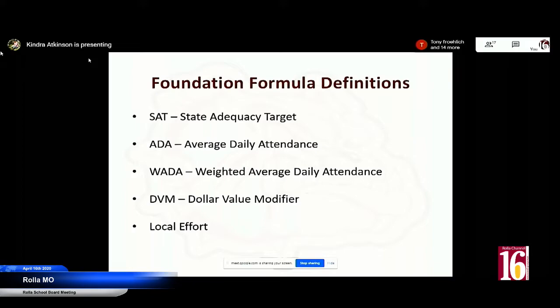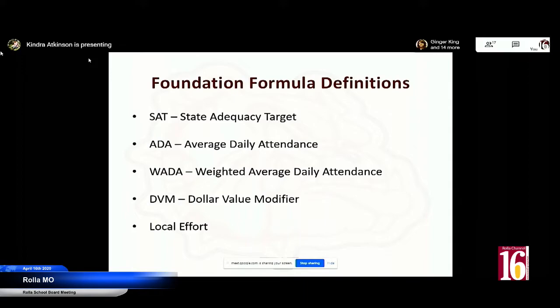Then we'll get into the foundation formula and its definitions. We start with the SAT, or the state adequacy target. That's determined by looking at approximately 150 performance districts and the average amount those districts spend to educate their students. We then look at average daily attendance and then weighted average daily attendance. That is the average daily attendance multiplied by a certain threshold percentage to determine if there's a higher concentration of students in subgroups that typically require more resources. If so, that number is multiplied by a given weight, and the district will receive additional funding for those students.